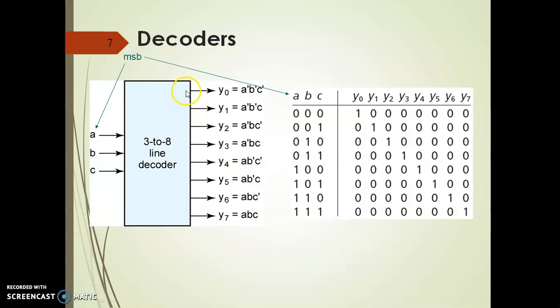Another one is a 3 to 8 line decoder. Here there are 3 input lines A, B, C. So 2 raised to 3 is 8. So the output lines will be Y0 to Y7. That means 8 output lines will be there.